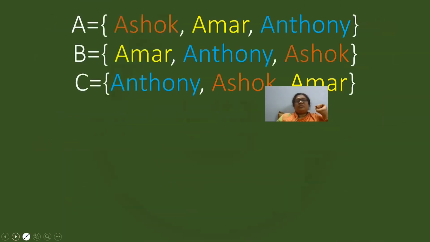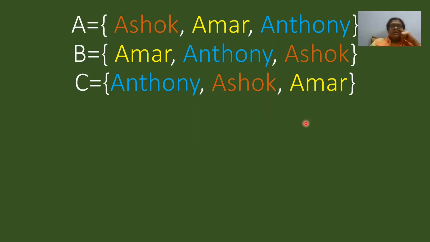Now, look at the roster form here I have given. The set A are the students Ashok, Amar and Anthony. Set B also has Amar, Anthony, Ashok. Same students, but the students are shuffled. And look at set C. In this, again the students' names are shuffled: Anthony, Ashok, Amar. Could you notice anything?